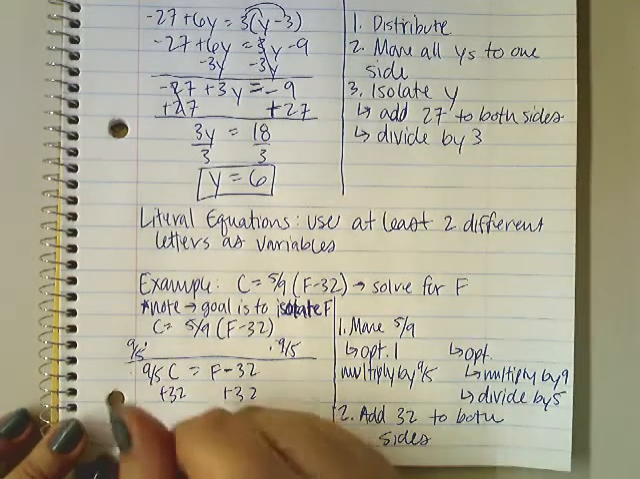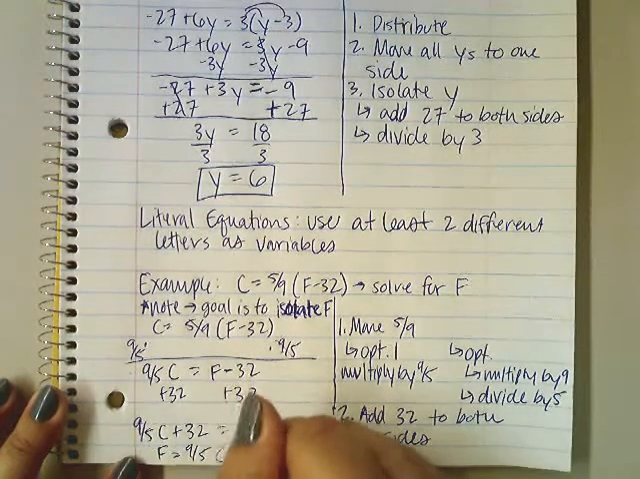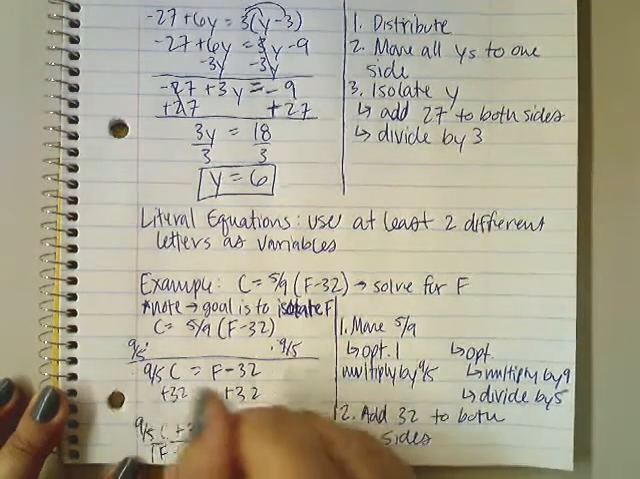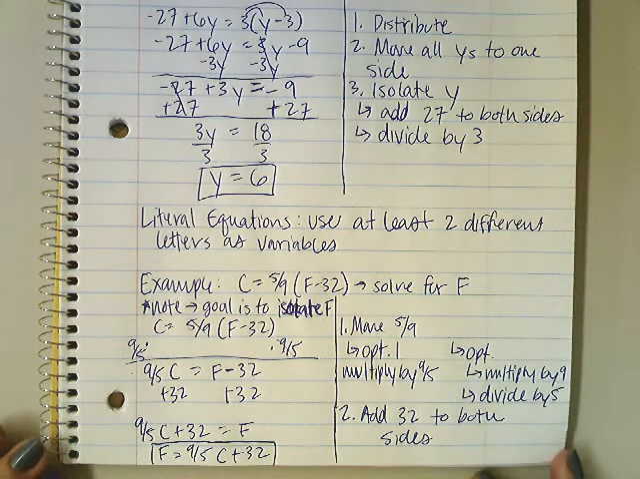You can leave it like this if you want. I prefer to write the isolated variable on the left side, since that's the way we read, left to right. So I'm going to write my final answer as f equals 9 over 5c plus 32. Awesome. So that's all we're going to do for that for now.